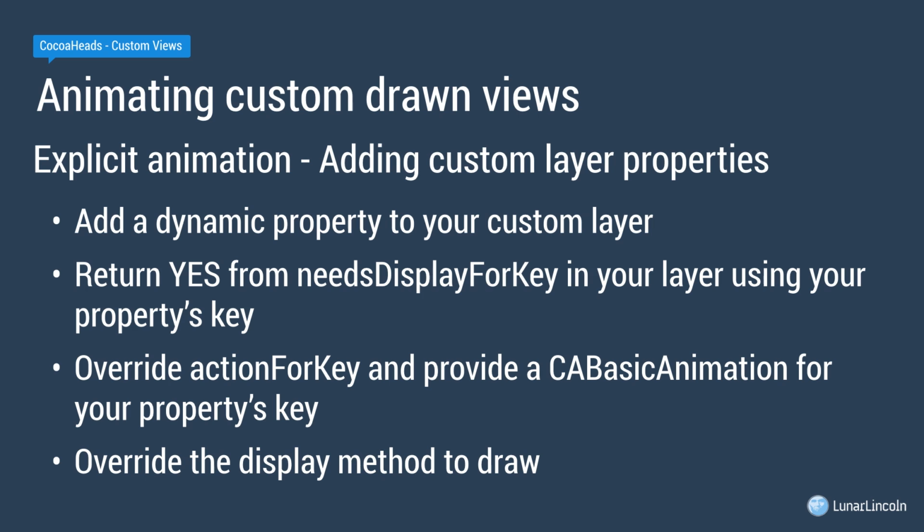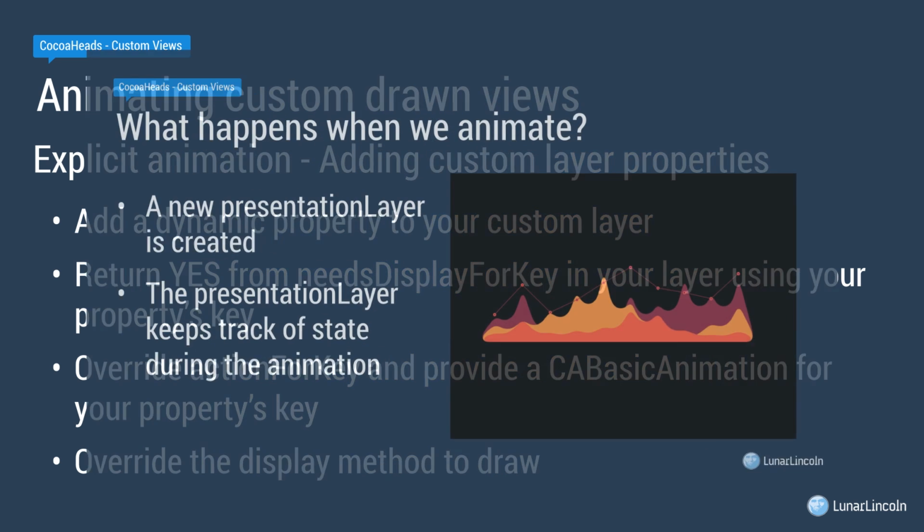And then the last thing you need to do is override the display method of CALayer to actually draw your content. You use all the same Core Graphics stuff that we talked about before. It's just in a different class. It's not in your drawRect. It's in your layer this time.